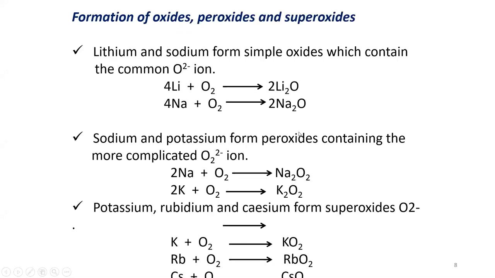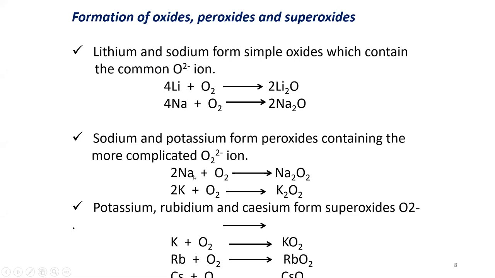Now, your group one metals form different types of oxides. We can have the normal oxide, the peroxide, and the superoxide. It depends on the position of the metal in the periodic table. The metals higher up usually form more of the normal oxide, just like your lithium and sodium. The metals lower down will form more of peroxide and superoxide. Please, it's very important for you to note this. So lithium and sodium form simple oxides, which contain oxygen in oxidation state of minus two. This is your lithium oxide and sodium oxide, the normal oxides.